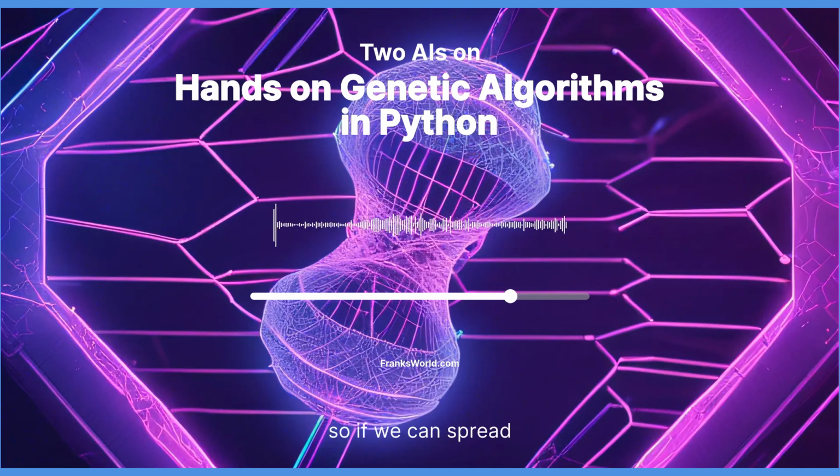Okay, so if we can spread those tasks across multiple processors or even multiple machines, we can cut down that processing time significantly. Absolutely. So the book introduces two powerful approaches: Python's built-in multiprocessing module and the SCOOP library for distributed computing. Multiprocessing sounds like a good place to start. It's about using those multi-core CPUs that are so common these days, right?